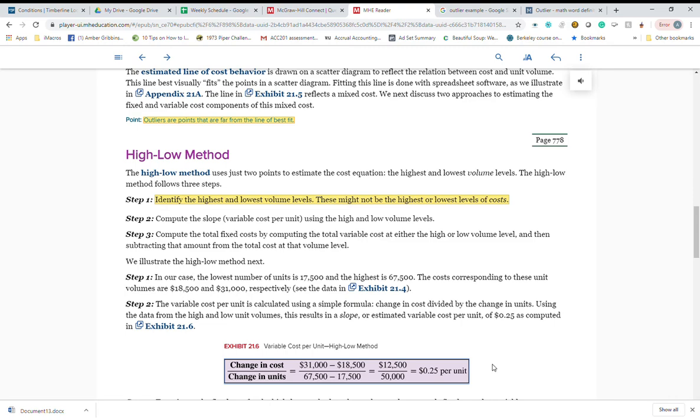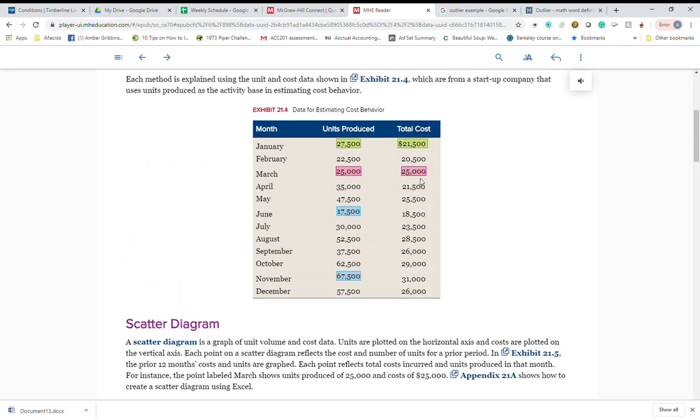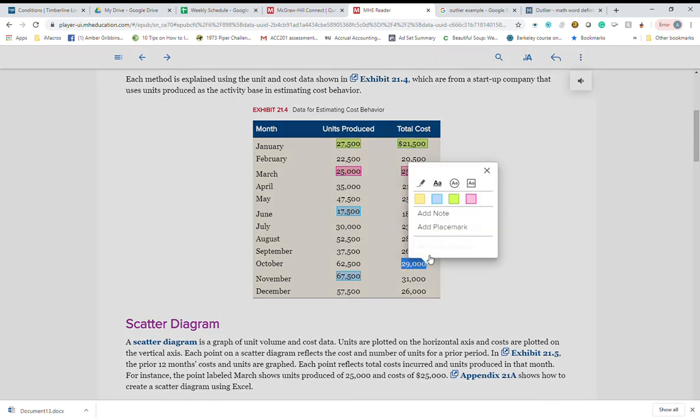Now we're going to move over to the cost. All right, so the cost over here, we're going to take the highest cost. I'm going to look through here. Highest cost looks like it's about 29,000.